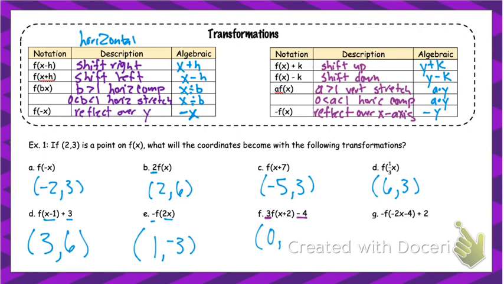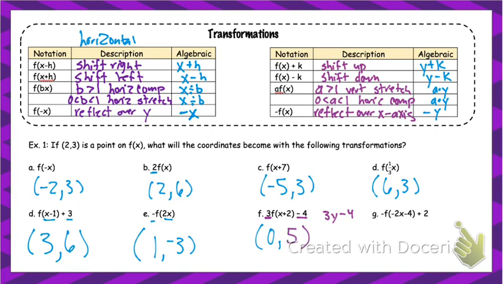All right, so what we're going to do is we are going to multiply first, and then we are going to subtract 4. So we're going to do 3 times our y-coordinate, and then we're going to subtract 4. So 3 times our y, which was 3, so that's 9. 9 minus 4 is 5.